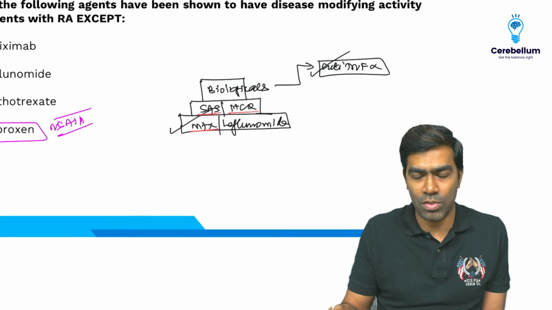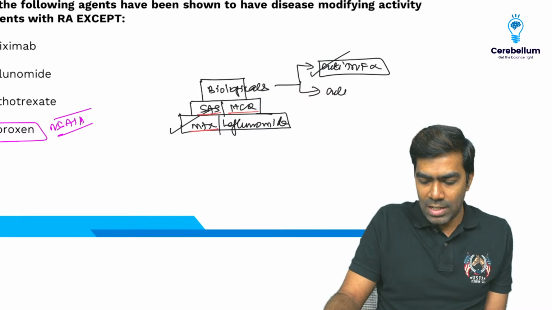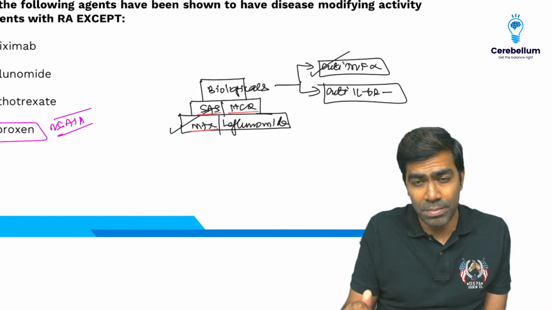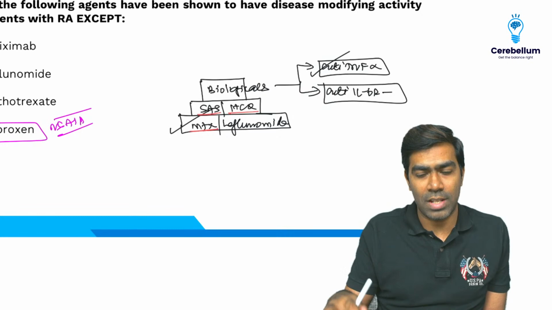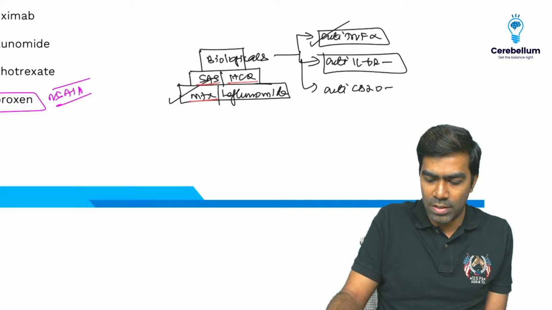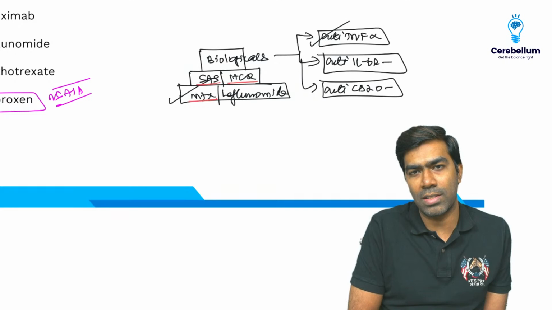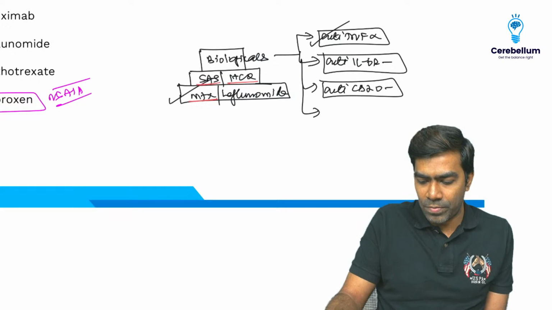And what about other options? We have anti-IL-6 receptor inhibitors. There are 2 drugs in that: tocilizumab and sarilumab. I'll repeat, tocilizumab, sarilumab, IL-6 receptor inhibitors. And we have anti-CD20 blockers as well. The best example is rituximab. Because rheumatoid arthritis has a high antibody burden, rituximab is very helpful in this regard. And we have the CTLA-4 fusion antibody.